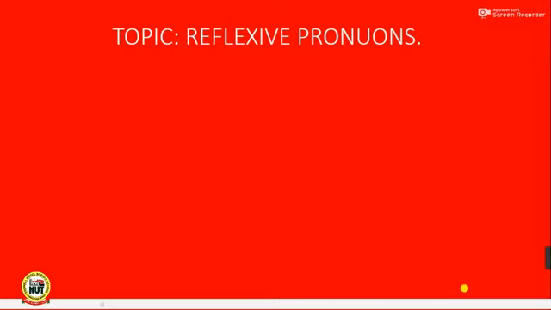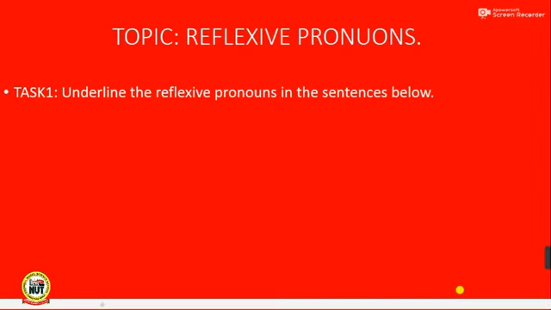Reflexive pronouns. I believe everyone knows what pronouns are. We are told that pronouns are words used in place of a noun. Some say they are used instead of a noun. Now, when we talk about reflexive pronouns, it's about yourself. It's about the character that takes the action. Now, look at this. Underline the reflexive pronouns in the sentences below. Don't forget, a reflexive pronoun is about yourself. When an action is carried out, the action affects the person that carries it out.